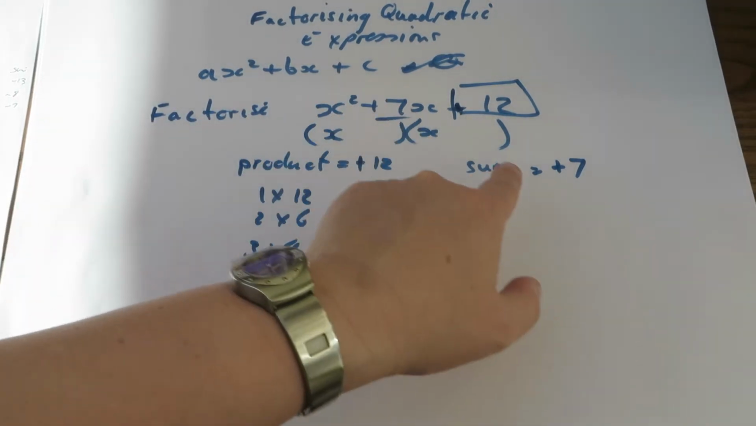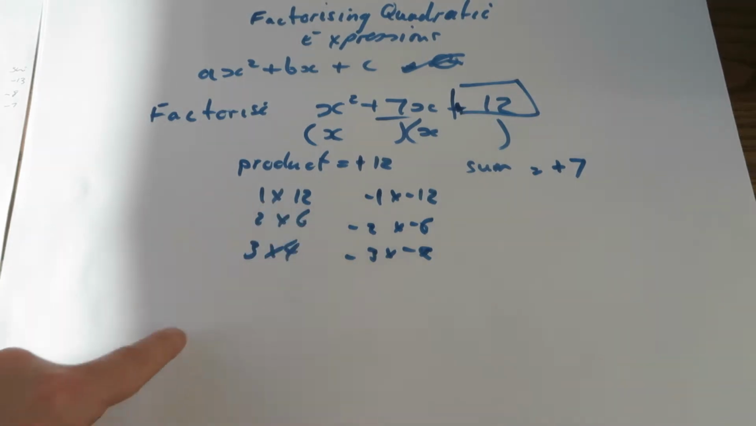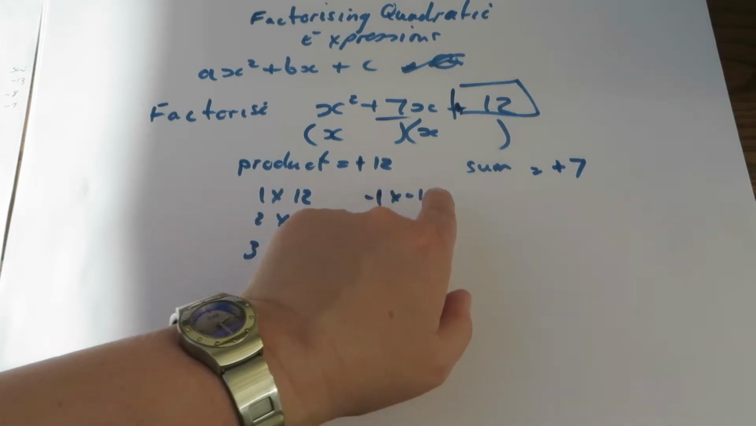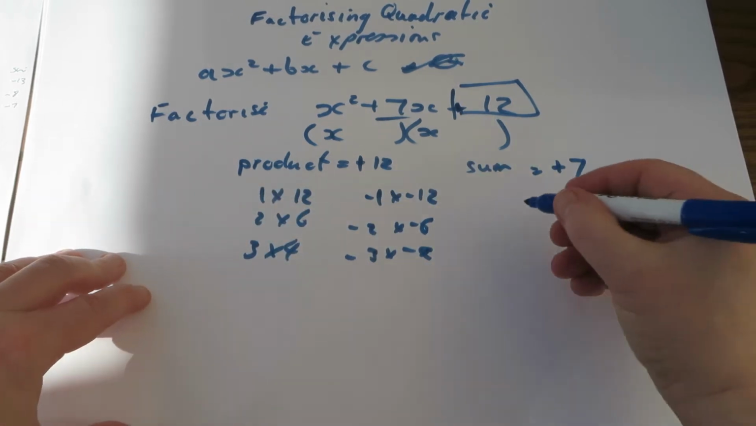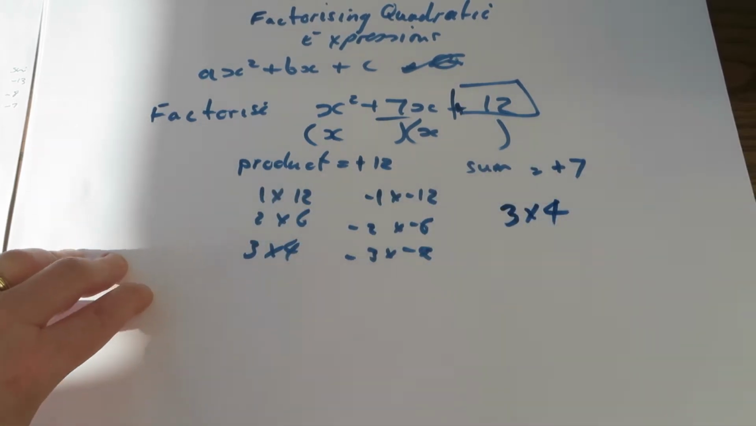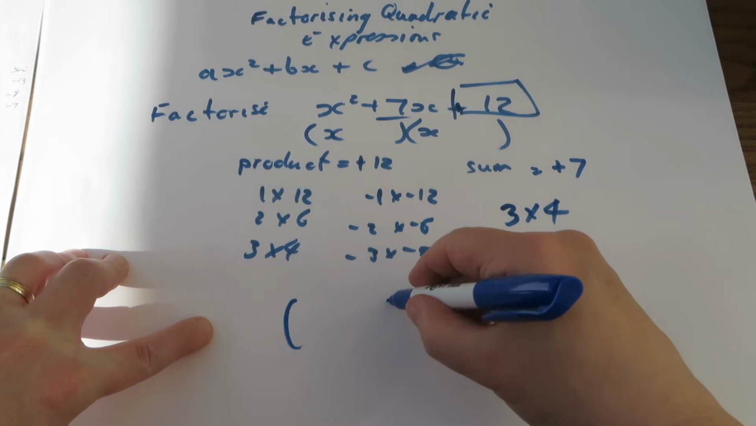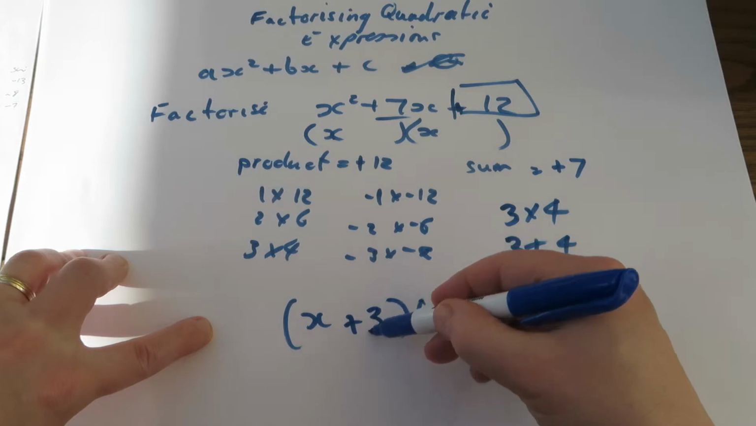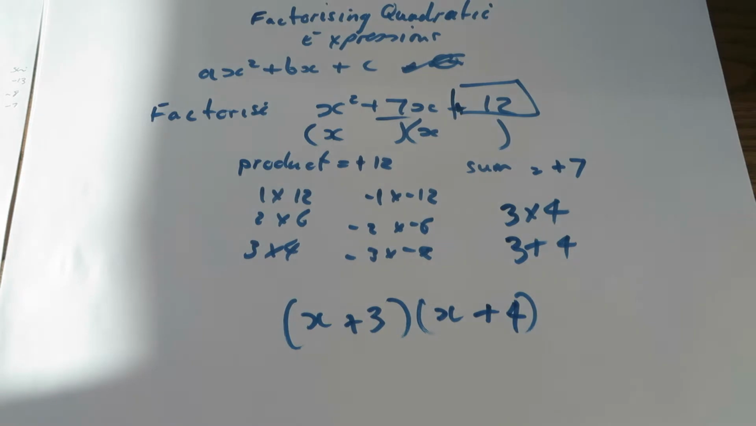But which of those pairs give us a sum of 7? Well, 1 plus 12 is 13, 2 plus 6 is 8, 3 plus 4 is 7, minus 1 and minus 12 is minus 13, minus 2 and minus 6 is minus 8, minus 3 and minus 4 is minus 7. So we're actually looking at this pair of numbers here, 3 times 4, 3 plus 4. So what that will mean in terms of our brackets is that one will have a plus 3 in it, and one will have a plus 4 in it. And that is x squared plus 7x plus 12 factorised.